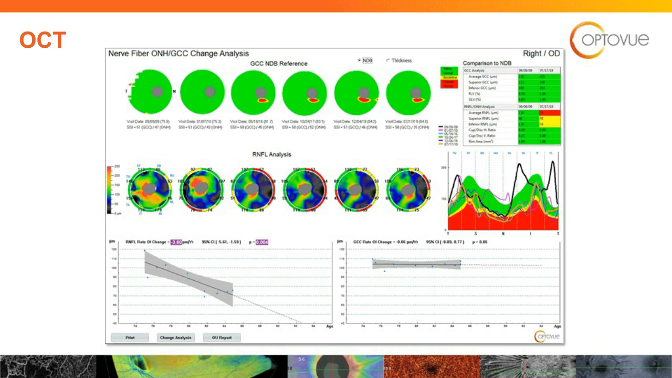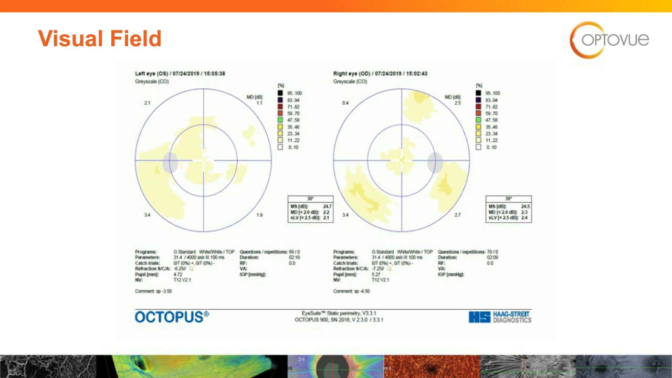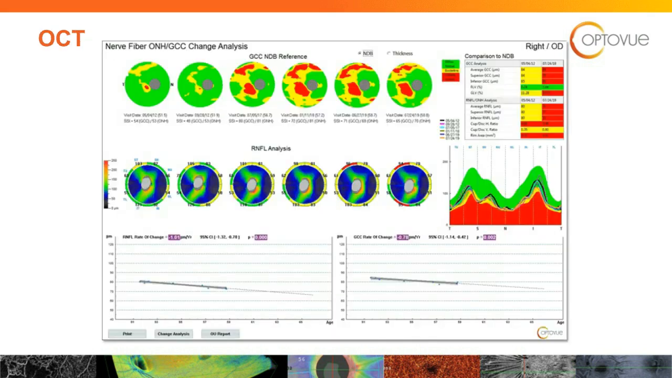Here's another example of another high myopic patient, 58-year-old Asian male with Tmax of 21 and 20 with a refractive error of -7. You can kind of see the pictures here. And the visual field is showing maybe some central changes, maybe some arcuate changes. But when we look at the OCT across the top, the ganglion cell complex, we can see that that ganglion cell complex pattern is absolutely changing. And then when we look at the nerve fiber layer across the middle, that is changing as well.